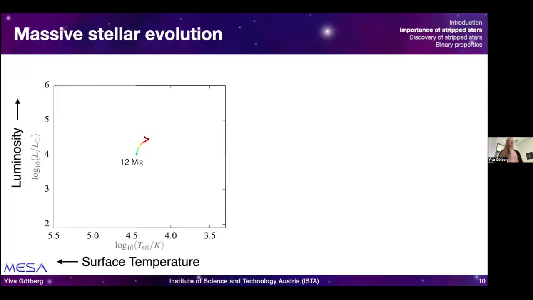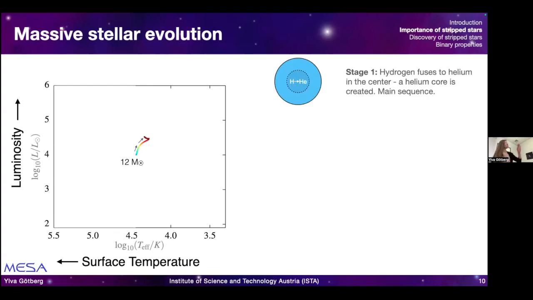So let's start with a little bit of a recap of massive stellar evolution, just so that it all feels comfortable. This is a Hertzsprung-Russell diagram. It shows you the effective temperature in the reverse direction on the x-axis and the luminosity on the y-axis. We're going to follow a 12 solar mass single star here. It starts evolving to cooler temperatures and higher luminosity. And this happens during the main sequence, when the star is fusing hydrogen to helium in the center.